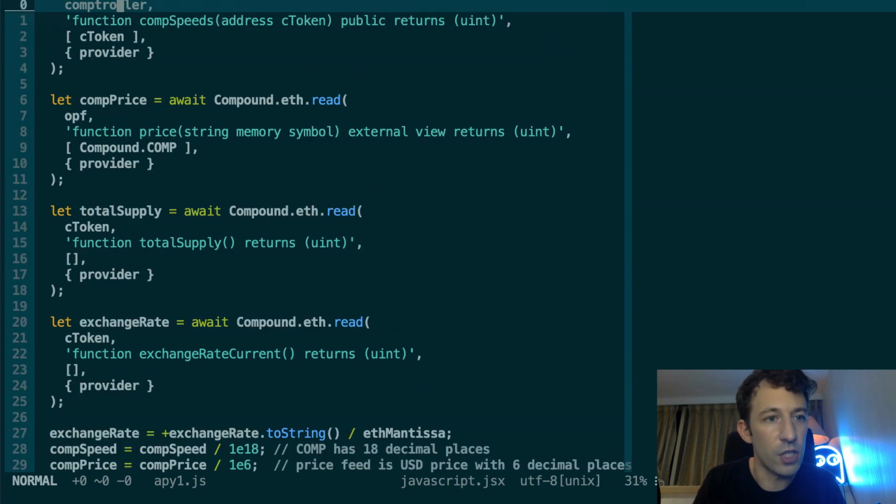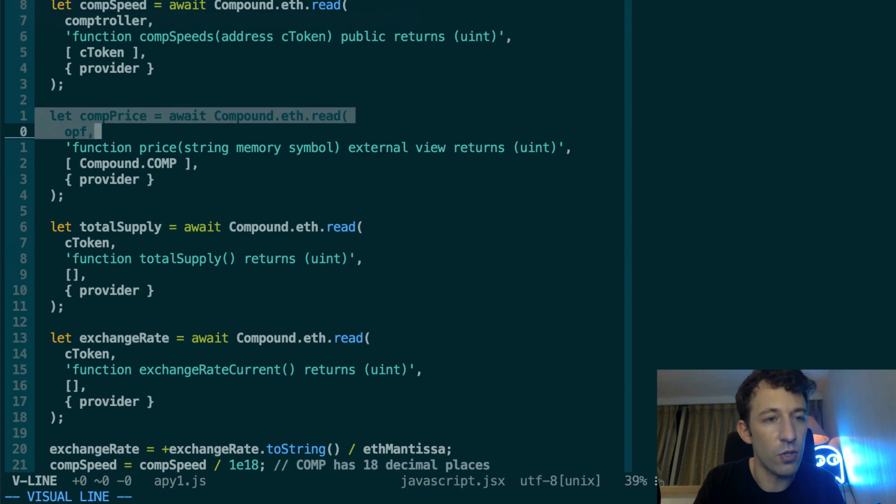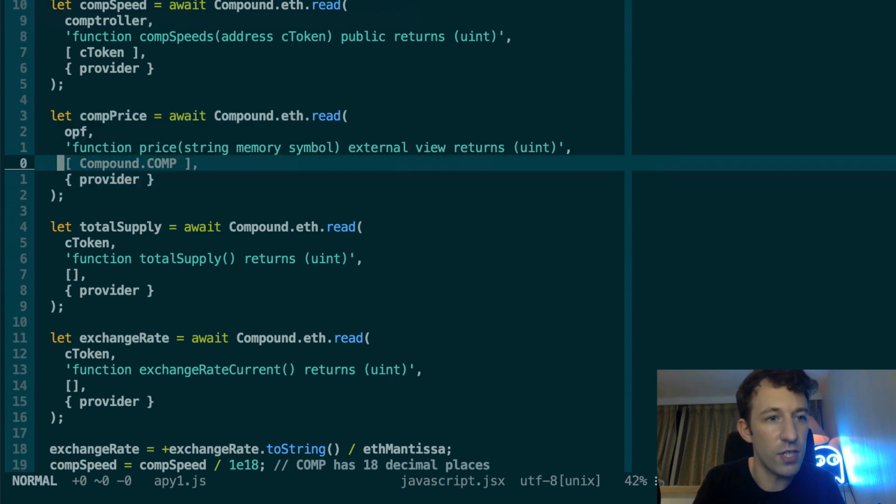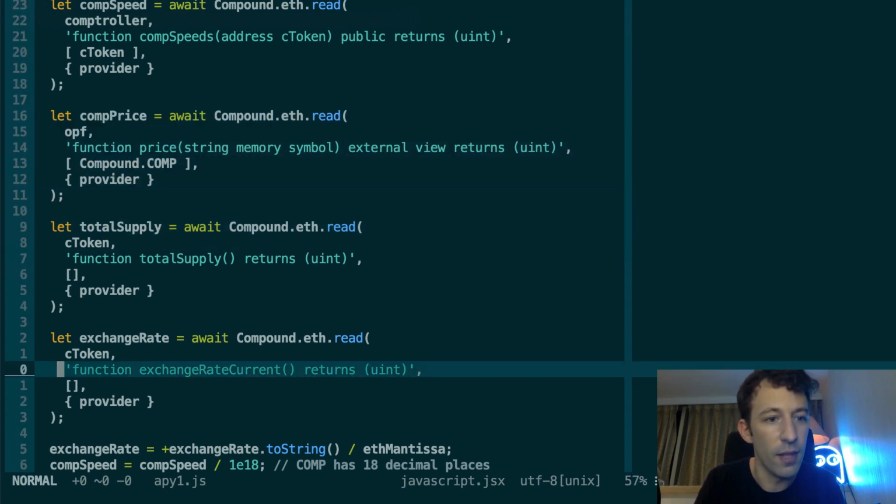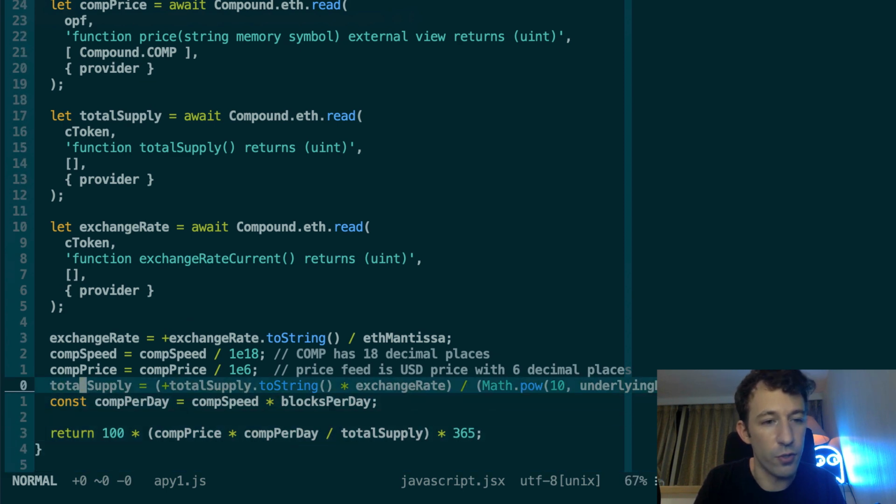You can use the price feed here to get the USD price of the underlying token. And here for the total supply, you'll have to make one more adjustment. Okay, so with all of this, you can calculate the number of COMP tokens that the whole market will get in a day.